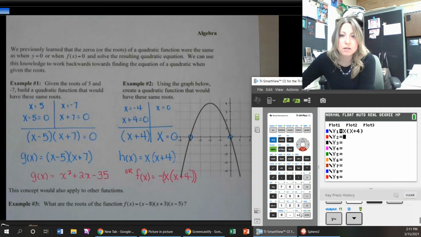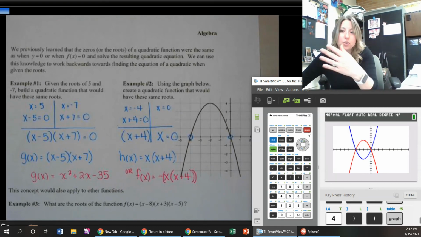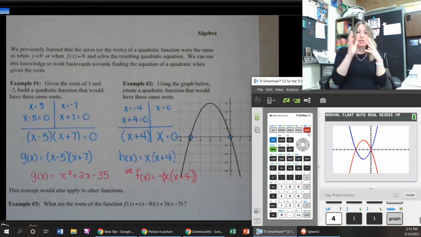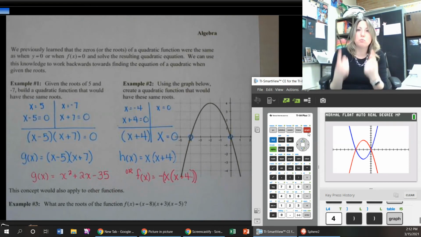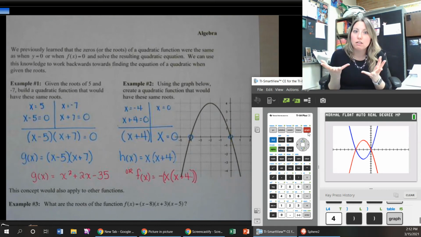Let's do negative of x plus 4. And I'll show you why. You really just want that whole thing to be negative in order to go that direction and still have that same roots. So either of those actually works because it didn't say I wanted exactly the same function equation. Isn't that neat? We just wanted to have those same roots.